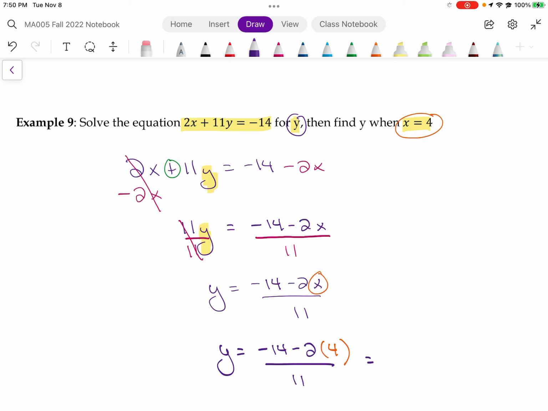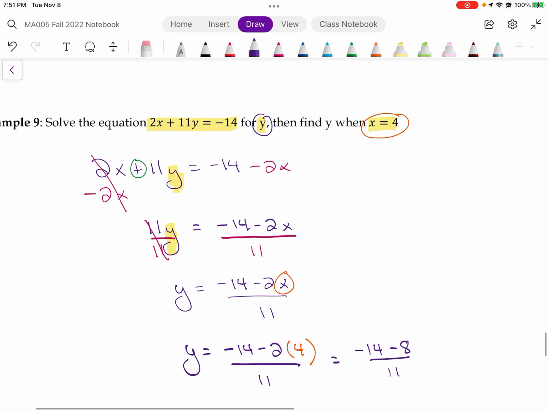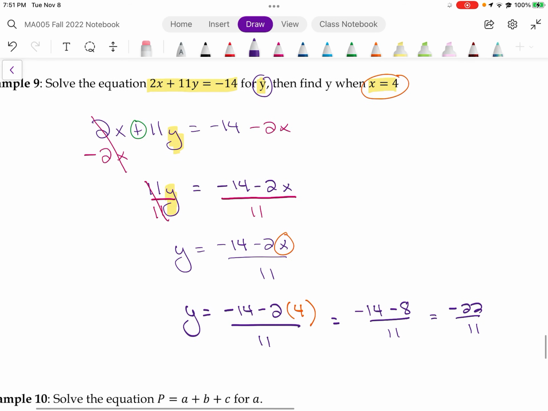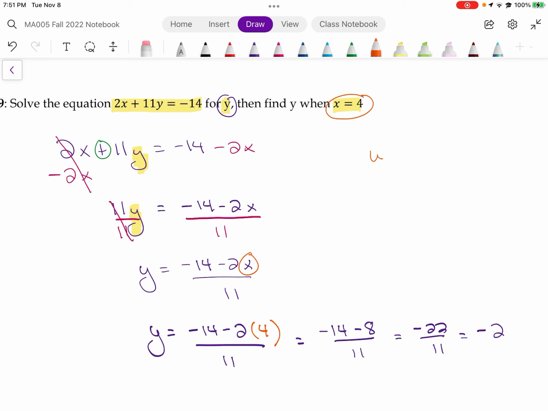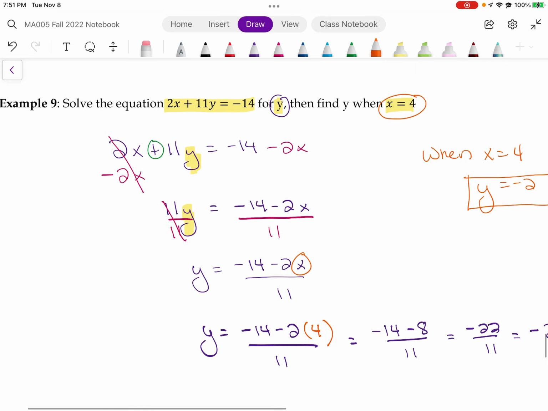Order of operations, multiply first on top: negative 14 minus 8 over 11. Order of operations says that the fraction bar acts like a grouping symbol. So negative 14 minus 8 is negative 22 over 11. Negative 22 over 11 is negative 2. So that means when x equals 4, y equals negative 2. That is actually a point on a line. That's for later topics.